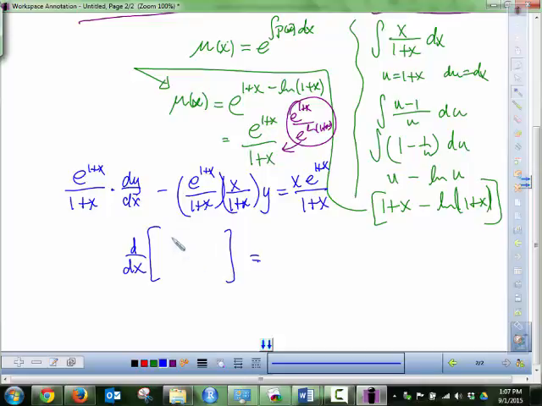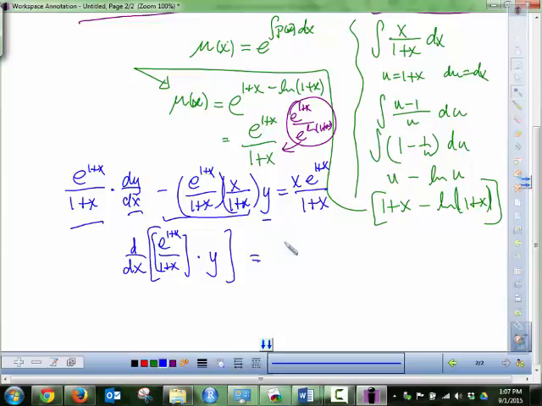1 plus x and e now? So it's the derivative of the first times the second, or let me say it this way. It's the first times the derivative of the second plus the derivative of the first times the second. e to the 1 plus x over 1 plus x. So that's one of them. And then the other one is just y. Yeah, it turns out to be the integrating factor.